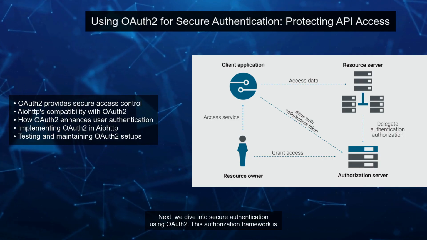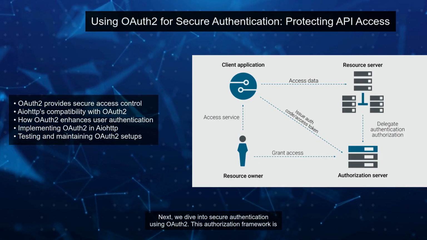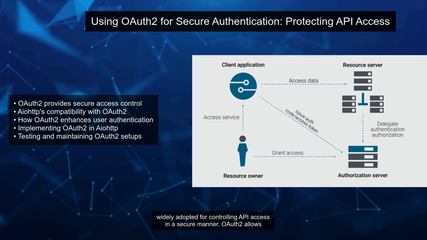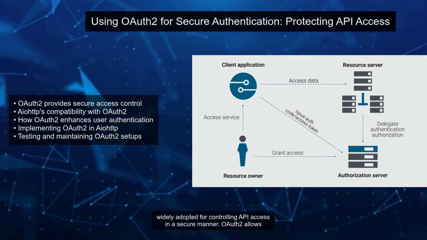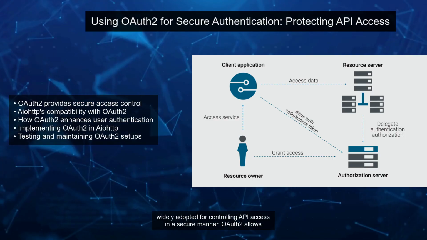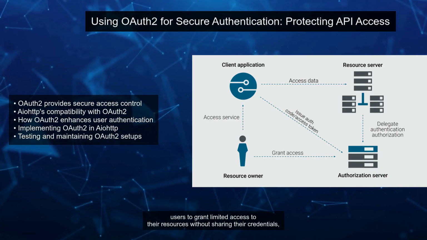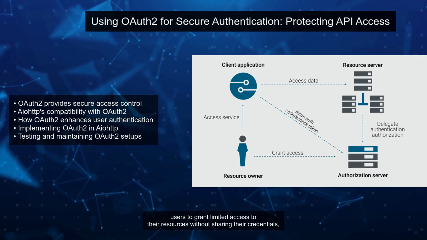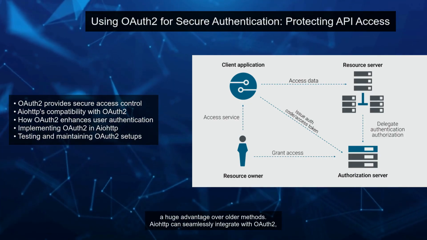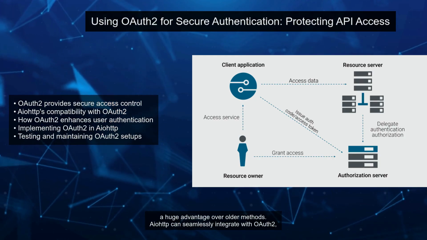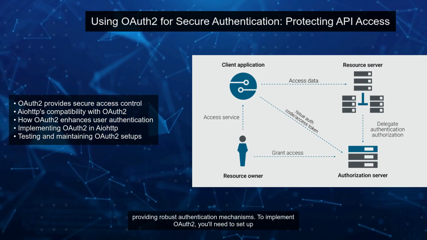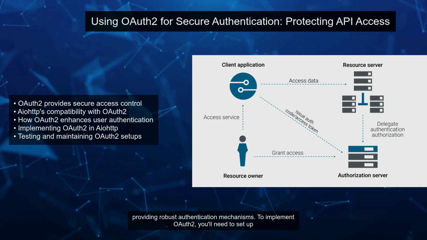Next, we dive into secure authentication using OAuth2. This authorization framework is widely adopted for controlling API access in a secure manner. OAuth2 allows users to grant limited access to their resources without sharing their credentials, a huge advantage over older methods. Aiohttp can seamlessly integrate with OAuth2, providing robust authentication mechanisms.